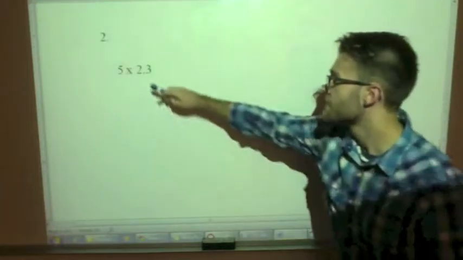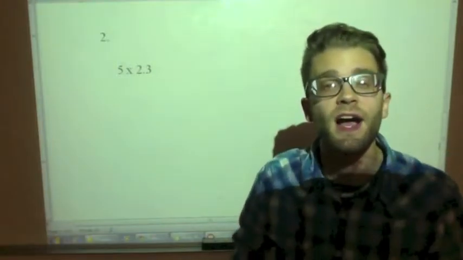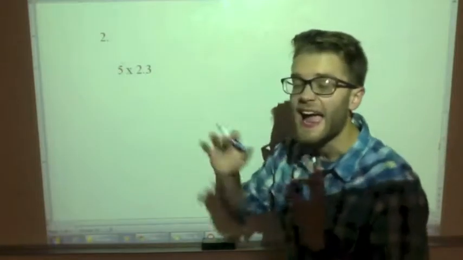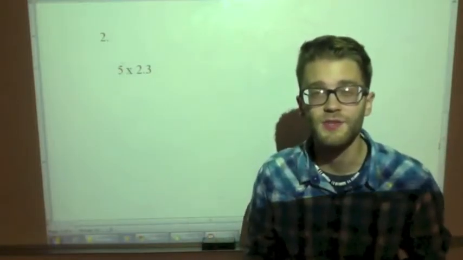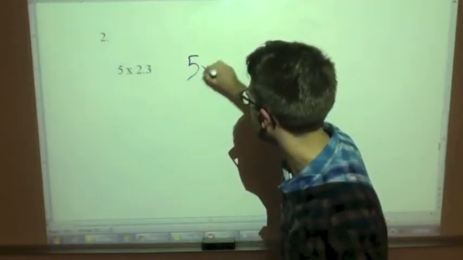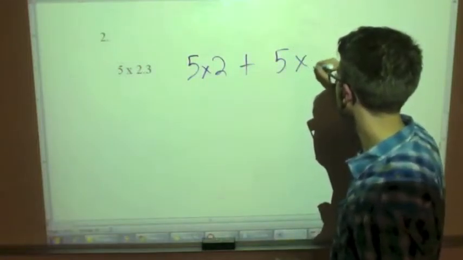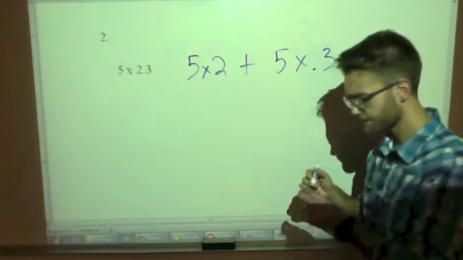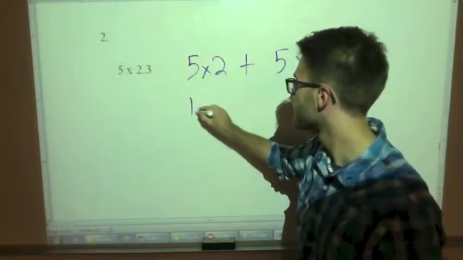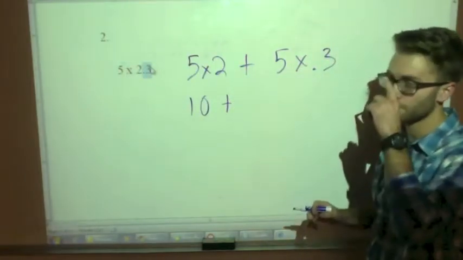Alright, there we go. So this time we've got 5 times 2.3. So this is looking a little bit more challenging, a little bit different, but we're going to use partial products once again. So half the battle in all these problems we've been working on this week is just figuring out how to set it up. So with this one, what you have is 5 times 2 plus 5 times 0.3. With this one, once again, we solve them one at a time. 5 times 2 is 10. And then we're going to add the 5 times 0.3.